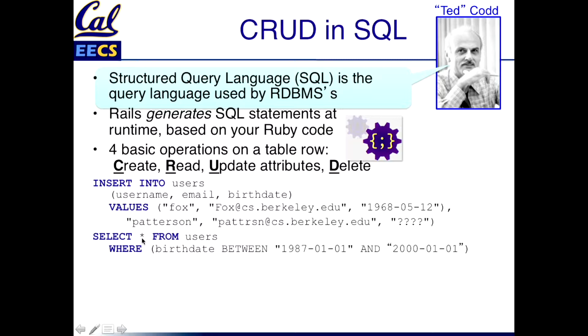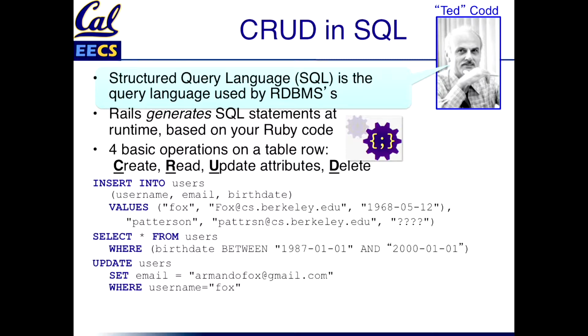I can also read from that table. I can say select, and the star means when you find rows that match my criterion, give me back all of the attributes associated with each of those rows. So select star from the users table where certain conditions are true. An example of a simple condition is birth date between two particular dates. There are many other ways that you can do matching things in SQL.